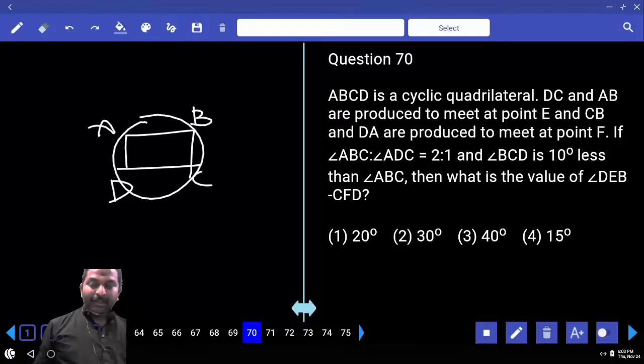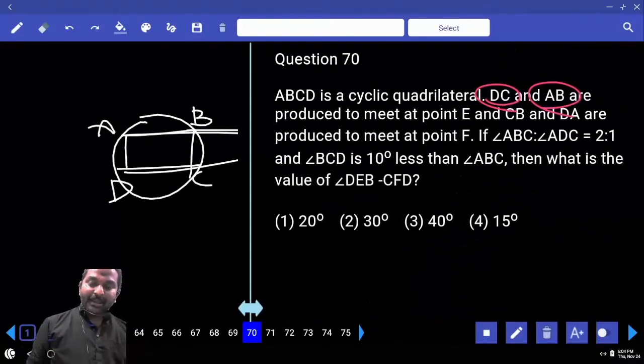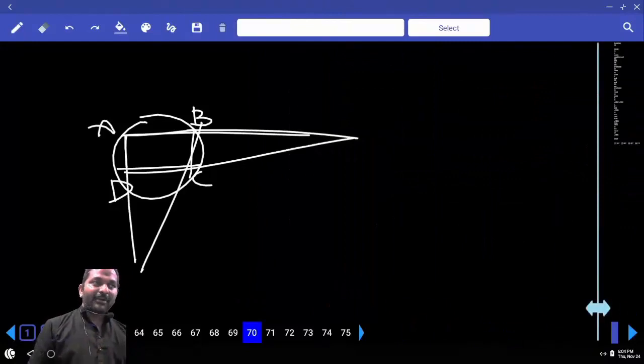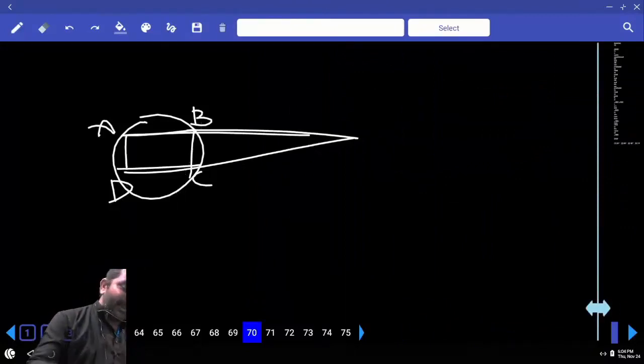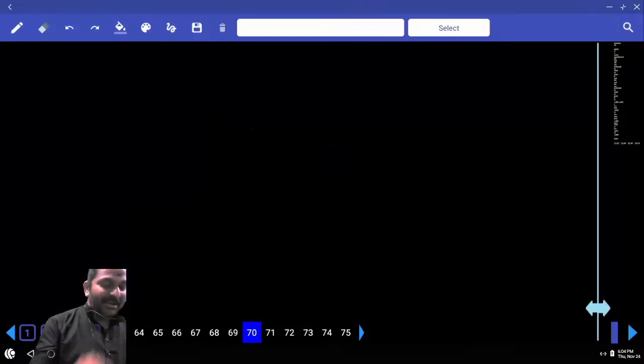Correct? Now DC and AB produced to meet at E. That means you should write a point like this. AD and CB both are produced. Here also we have one more thing. Take it above. Here E is there, here F is there, they are saying. Is that right? The same I'll write like this. Look at this.